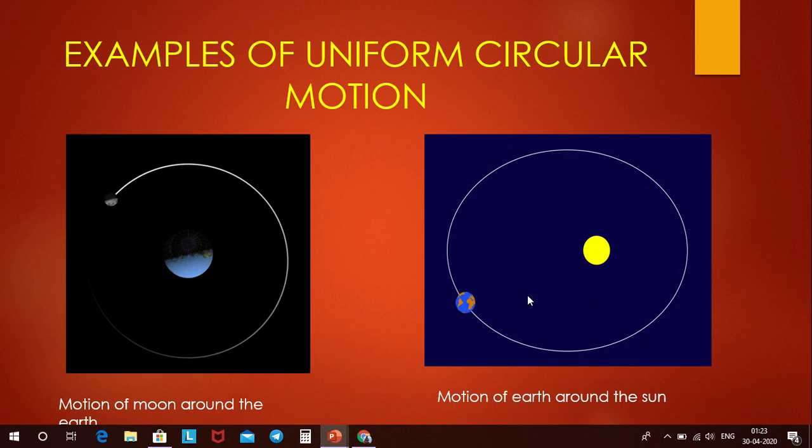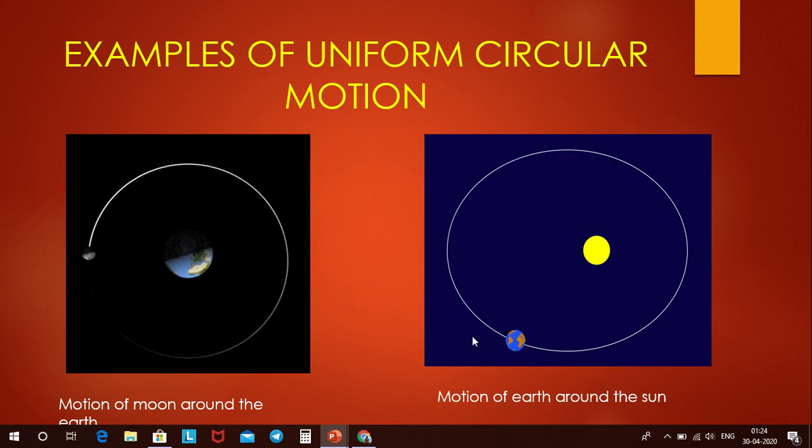Now let us see few examples of uniform circular motion. Motion of the moon around the earth. It is moving with constant speed, but at every point the direction is changing. So it is an example of uniform circular motion.